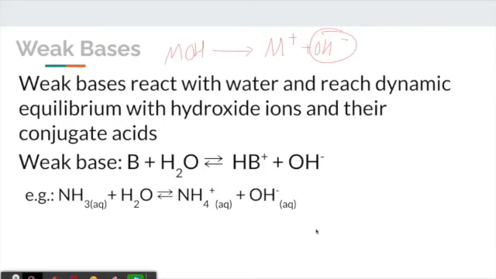Here's an example. NH3 is a weak base. It reacts with water. NH3 is called ammonia. It's a very common weak base. It produces ammonium, so it's NH4 plus, one more H, one more plus, and then the OH minus is left over from the water. So that's how weak bases work.